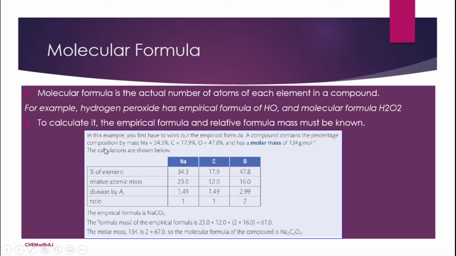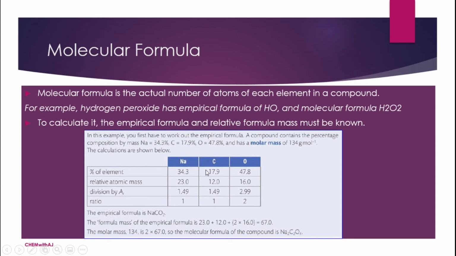So to calculate the molecular formula, we have to know the empirical formula and the relative formula mass of the actual compound. So, in this example, we have to find the empirical formula and then find the molecular formula. Here they have given us the percentage composition, so we can find the empirical formula, and as the ratio is 1:1:2, the empirical formula is NaCO2.